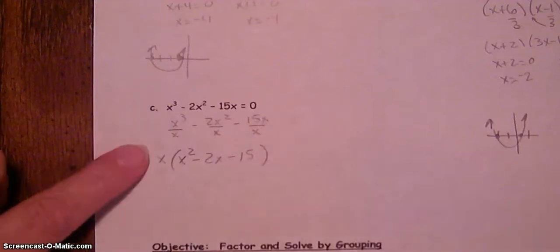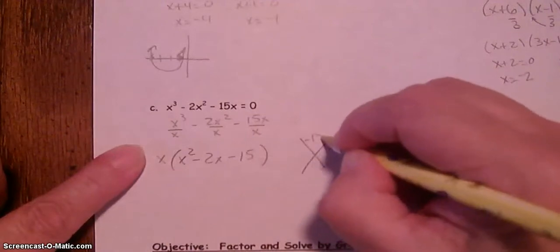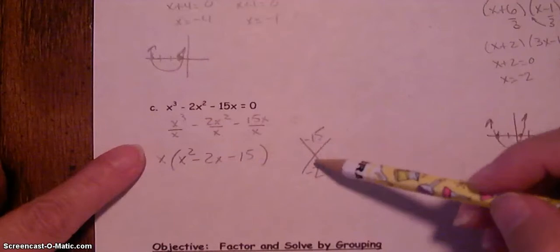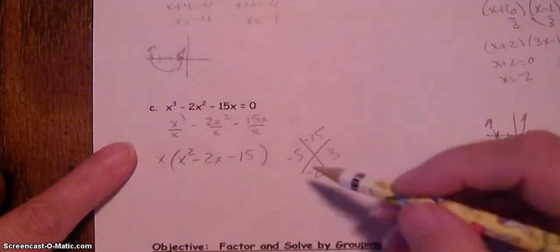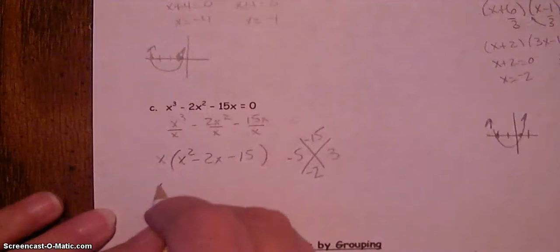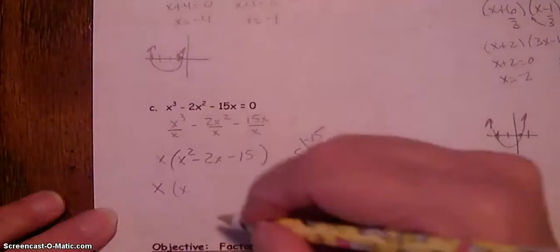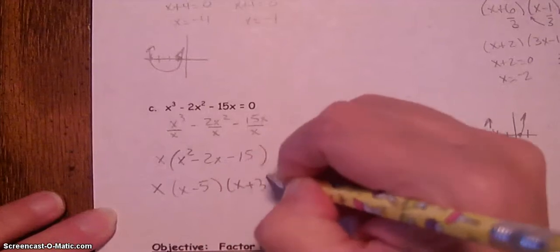Okay, so now I have the GCF. So now I want to factor what's on the inside. I'm looking for factors of negative 15 that add to give me negative 2. My factors of 15 are 5 and 3, so this would be negative 5 and positive 3, because that adds to give me negative 2. So this would factor out to be x times x minus 5 times x plus 3.